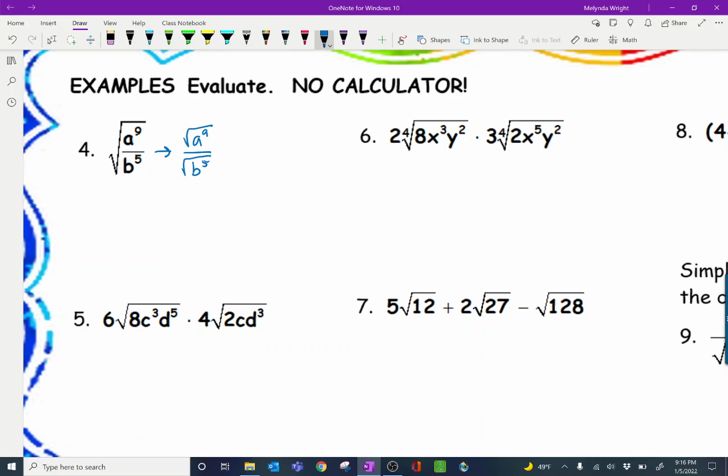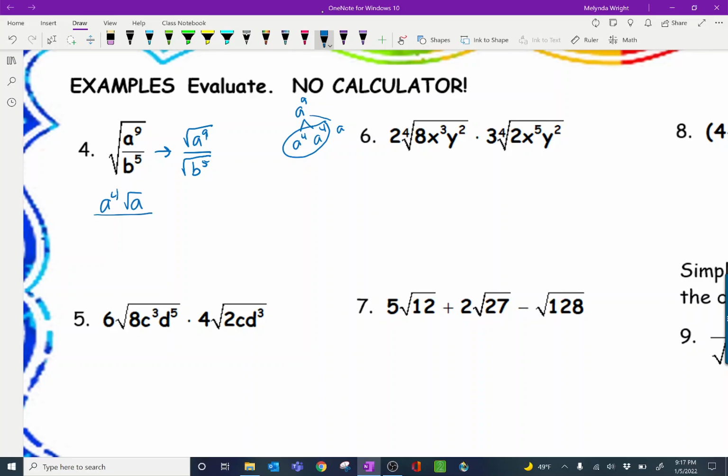So I'm looking for groups of 2 because it's a square root. Perhaps we can do a little scratch work over here. So a to the 9th, looking for groups of 2. Let's see, a to the 4th, a to the 4th. So 4 plus 4 is 8, so I have another a left over. Here's my group of 2. So this is going to give me a to the 4th, and then the square root of a is going to be left in. Okay, good.